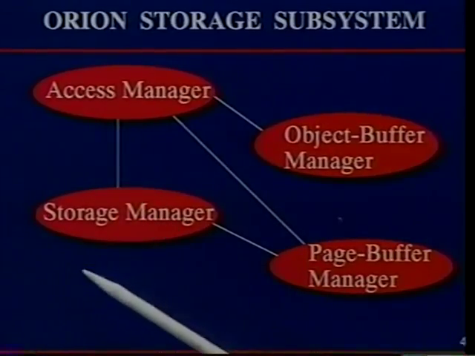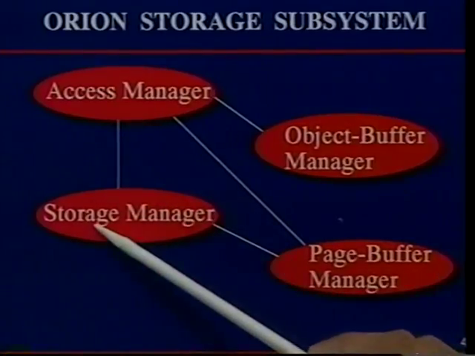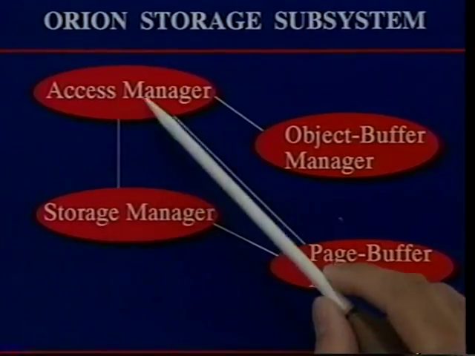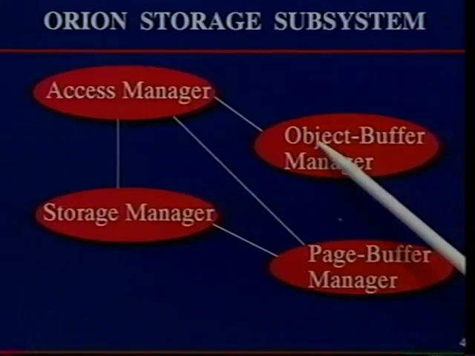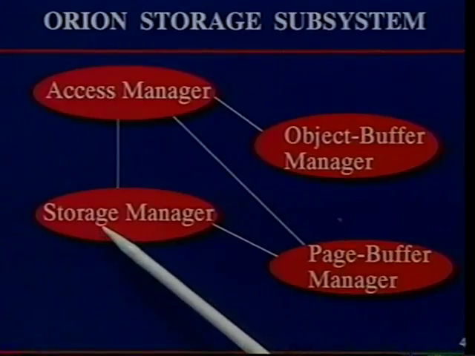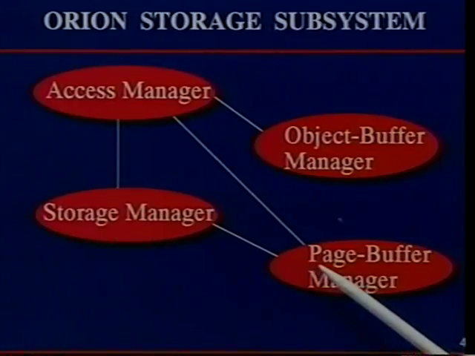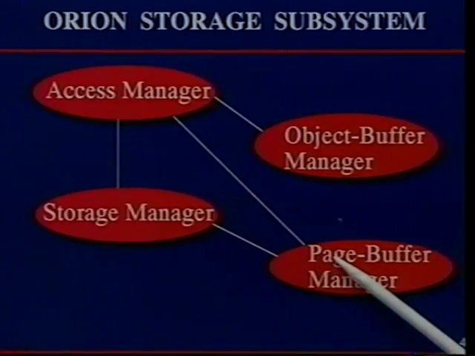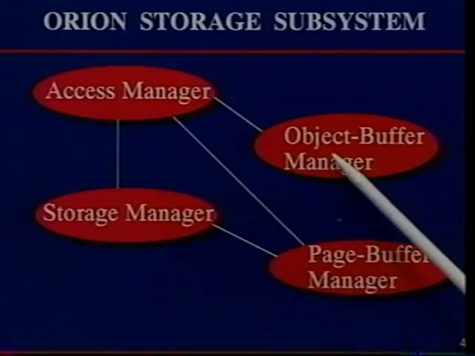In case you need a particular object, the way you go about doing it is to call the storage manager. The storage manager first calls the object buffer manager to see whether it's in the object buffer pool. If it's not there, it calls the storage manager, which calls the page buffer manager. So the page is taken from the disk space and put into the page buffer pool. From here, the access manager takes it and puts the right objects in the object buffer pool.